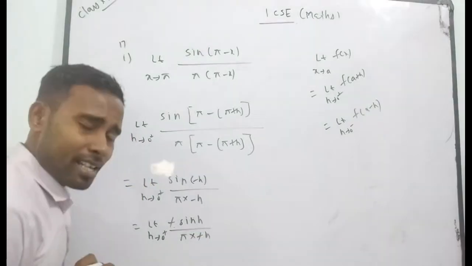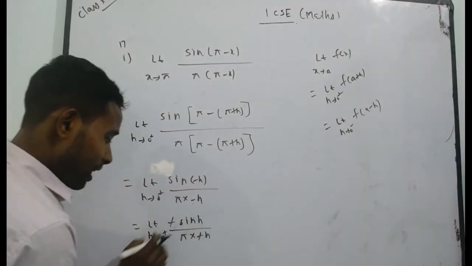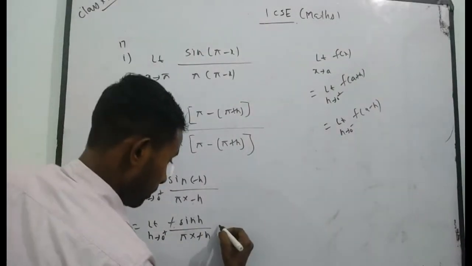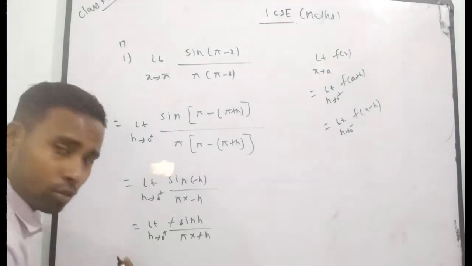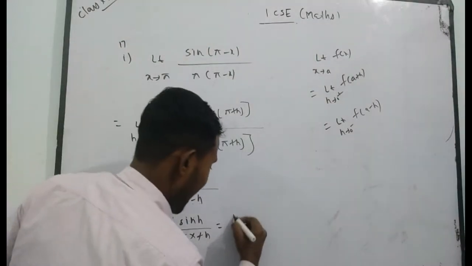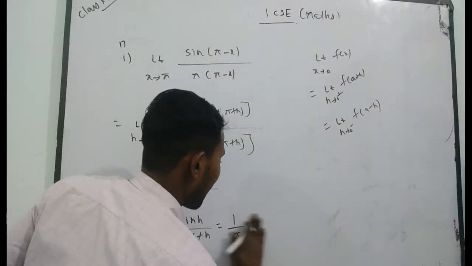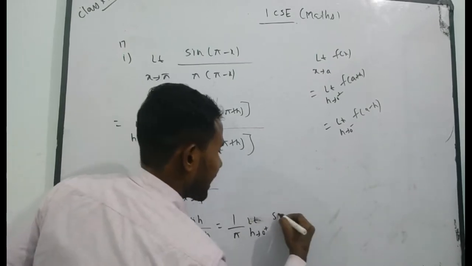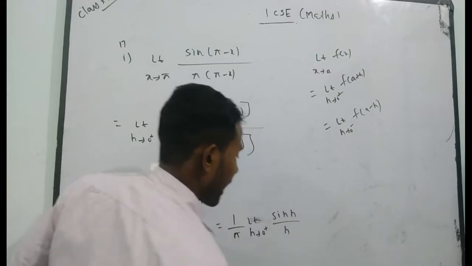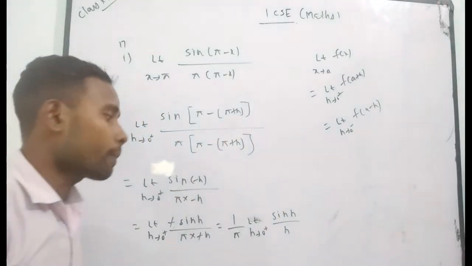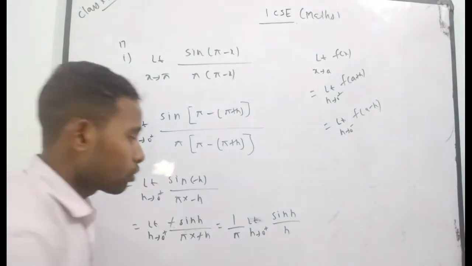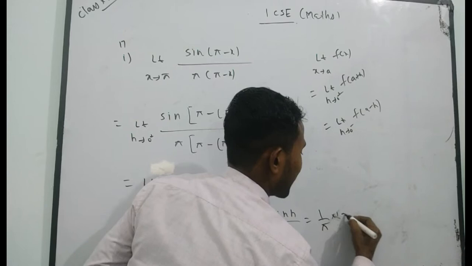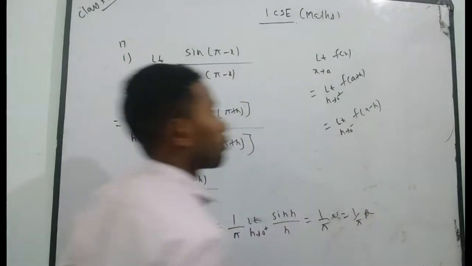Here minus sin and minus cancel each other, and finally you get sin h by h with pi in the denominator. As you know, pi is a constant, so you can take it common from this expression. Finally, you get 1 by pi times the limit as h tends to 0 from the right-hand side of sin h by h. As you know, sin h by h tends to 1 if h tends to 0. So it will be 1 upon pi into 1, that will be 1 upon pi, which is your required answer.